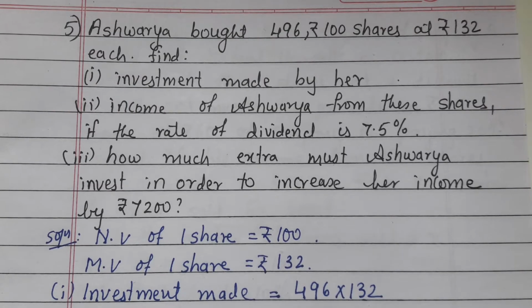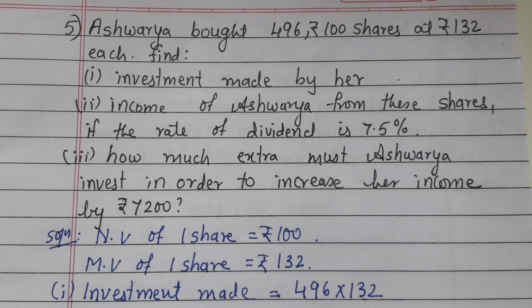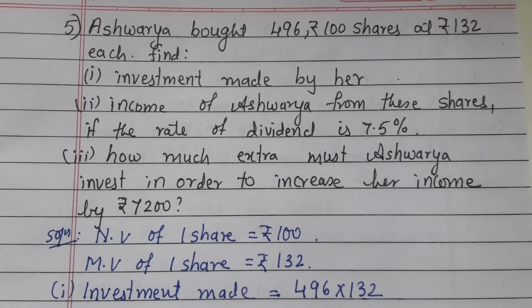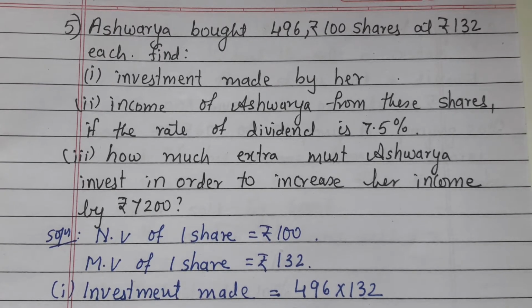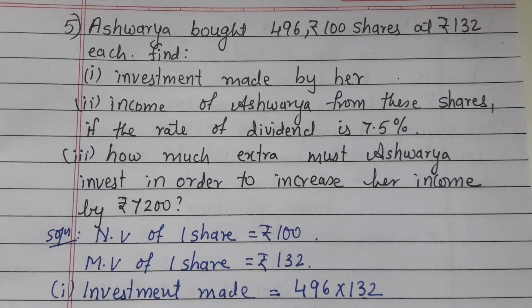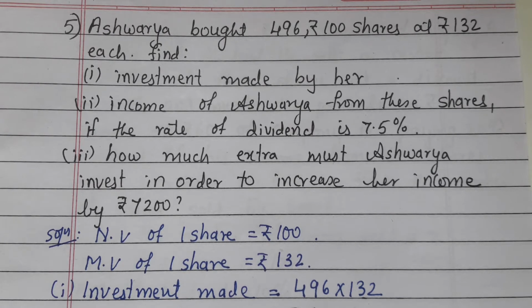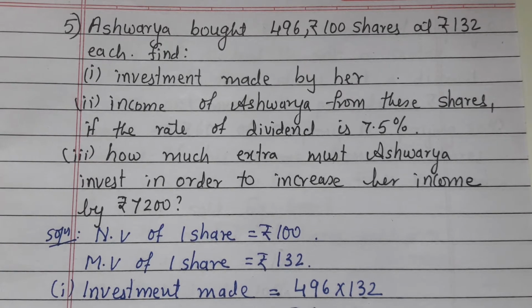Sum number 5. Aishwarya bought 496 rupees 100 shares at rupees 132 each. Find first, the investment made by her; second, the income of Aishwarya from these shares if the rate of dividend is 7.5%. How much extra must Aishwarya invest in order to increase her income by rupees 7,200?